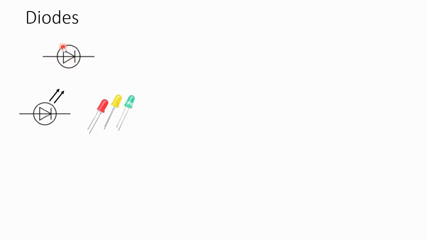This arrow shows the direction that current can go through, and actually current can only go through in this one direction, the way the arrow is pointing. If you try and go the wrong way, well, you just hit this wall here and you get stopped and you can't go past. So diodes only allow current to flow in one direction. We can show that on a graph here.